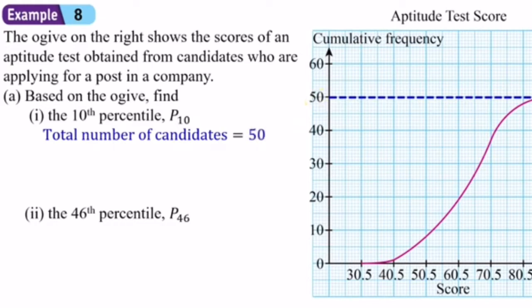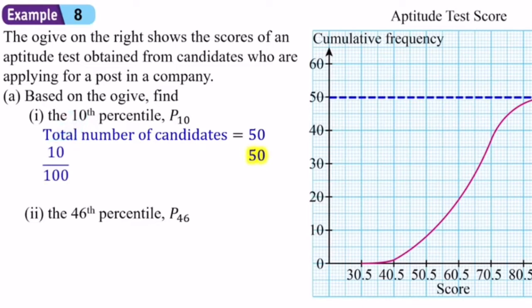P10 means 10th percentile. Okay, it sounds like 10%. So we will take 10 divided by 100, times the 50. Percentile means that 10 out of 100 times the 50. So we will work out the number of the candidates, which is actually 10% of the 50.